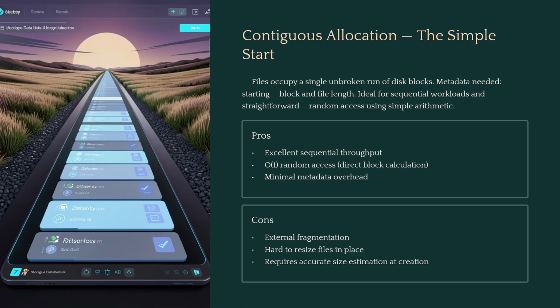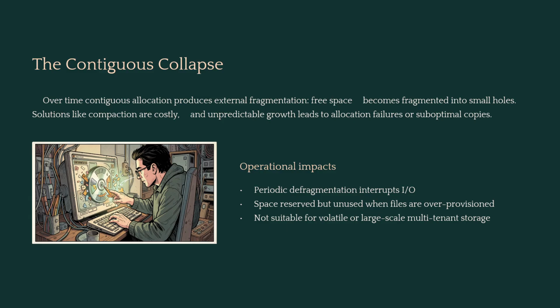However, this method has some drawbacks. It causes external fragmentation, making it difficult to find large continuous free spaces. Also, if a file needs to grow later, extending it becomes difficult because the next block may already be occupied. Although contiguous allocation performs very well initially, it becomes less efficient over time.